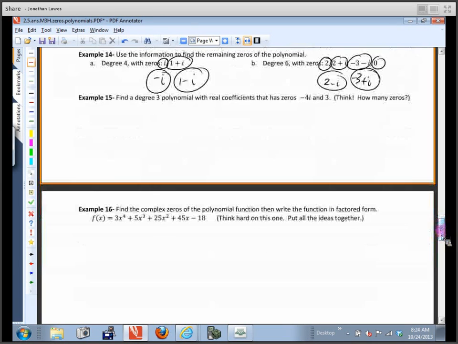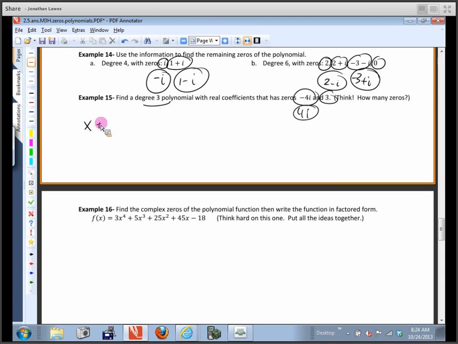Okay. On the next problem, here's what we want to do. It says, find a degree 3 polynomial with real coefficients that has zeros minus 4i and 3. Degree 3. How many complex zeros will it have? 3. How many did they give us? 2, but really when they gave us this one, what other one did they give us? They gave us 4i. Okay? So, do I have all 3 of them now? Okay, now, if I have all 3 zeros, could I make 3 factors so that I can make a polynomial from it? Yep.